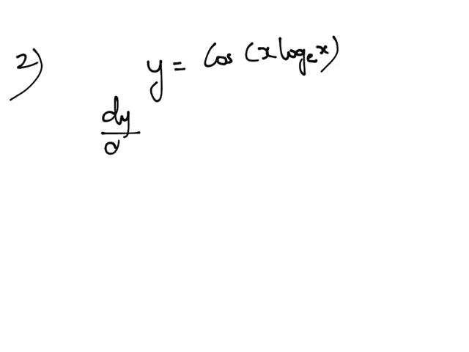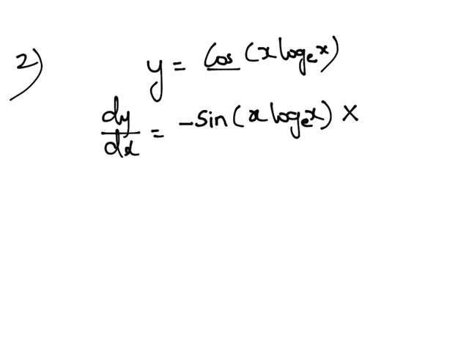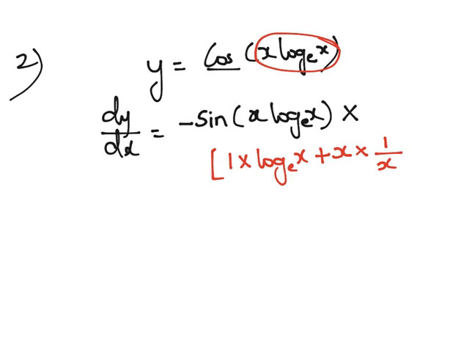So dy by dx is, first I'll do it for the cos. Derivative of cos is minus sin, so minus sin of x log x to the base e multiplied with the derivative of this. Now to differentiate this, I need to use the product rule, so I'll put a bracket here. First function, derivative of first function is 1 multiplied, I'll keep the second function as it is, log x to the base e, plus keep the first function and differentiate the second function, which is log x, so derivative is 1 by x. So you can cancel x and x. So this is the final answer.